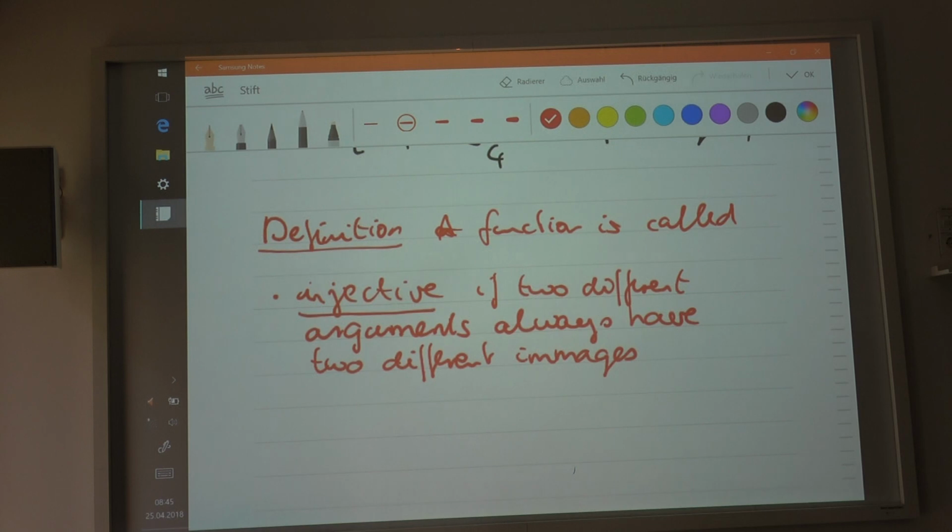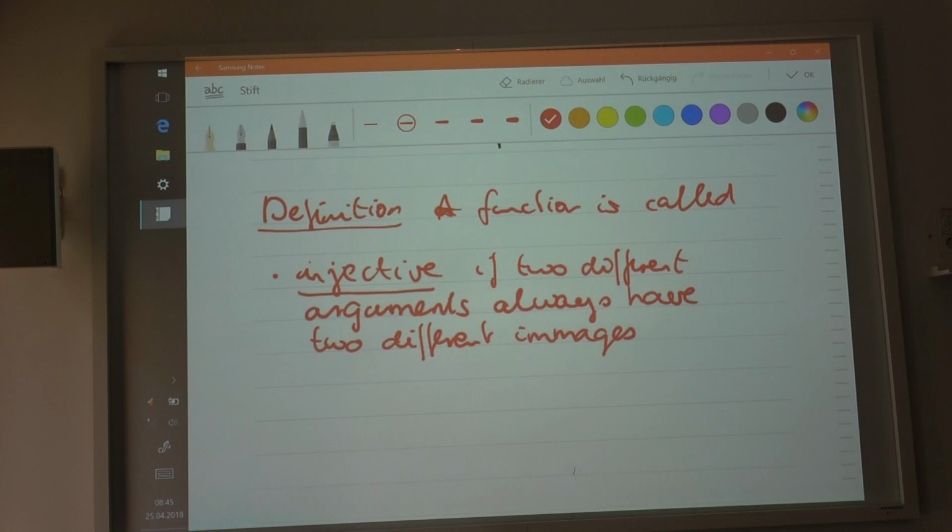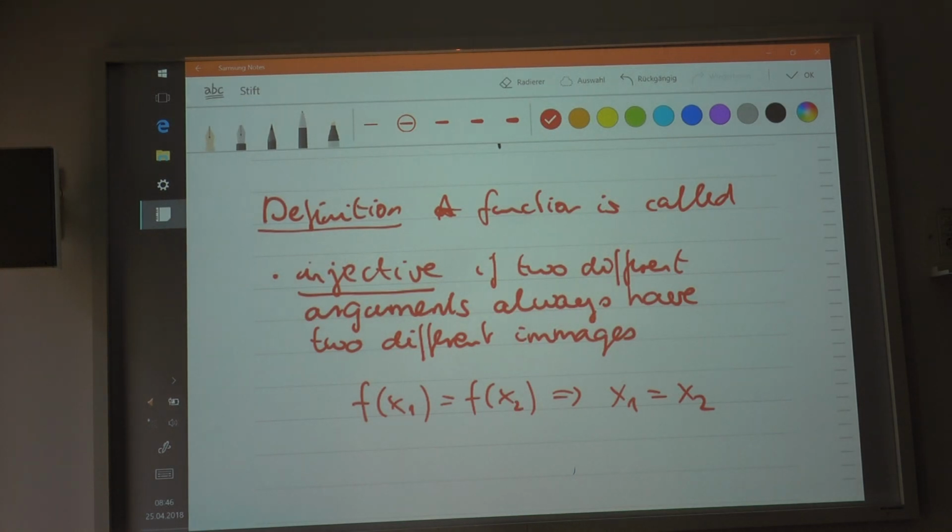Okay? So if the arguments are different, then actually the images must also be different. See? So in that case, from the formal perspective, you can write it like this. Let's say f of x1 is equal to f of x2, then this implies that x1 is equal to x2. Okay, so if you go back to propositional calculus, you see that this condition is necessary for that one.